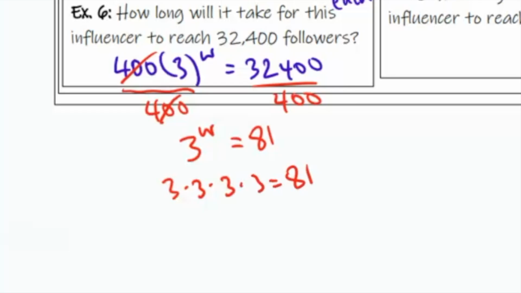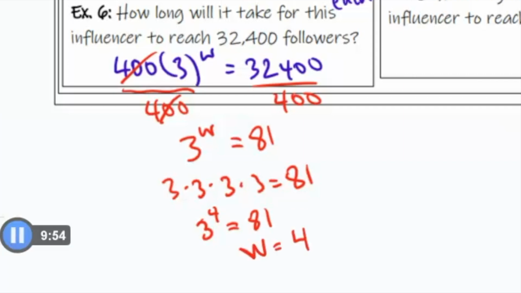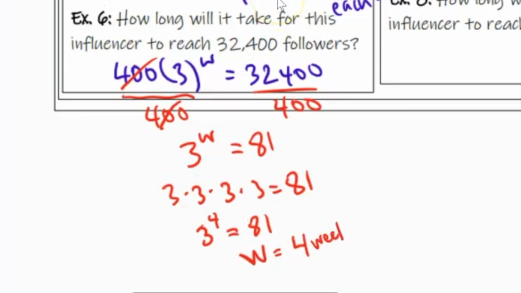So how do I write that as an equation? The base is 3. How many times? To the power of 4, exponent, is equal to 81. So x, or w in this case, is equal to 4. So in terms of the time, w was weeks, so this is going to be 4 weeks.